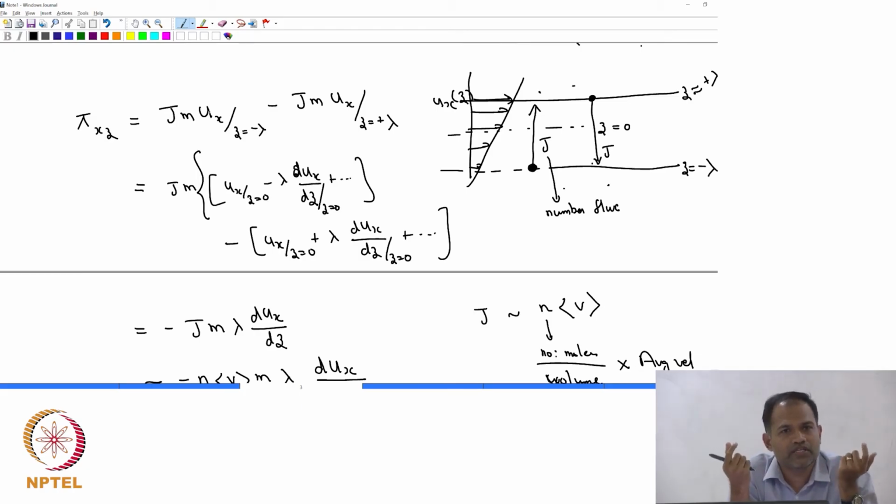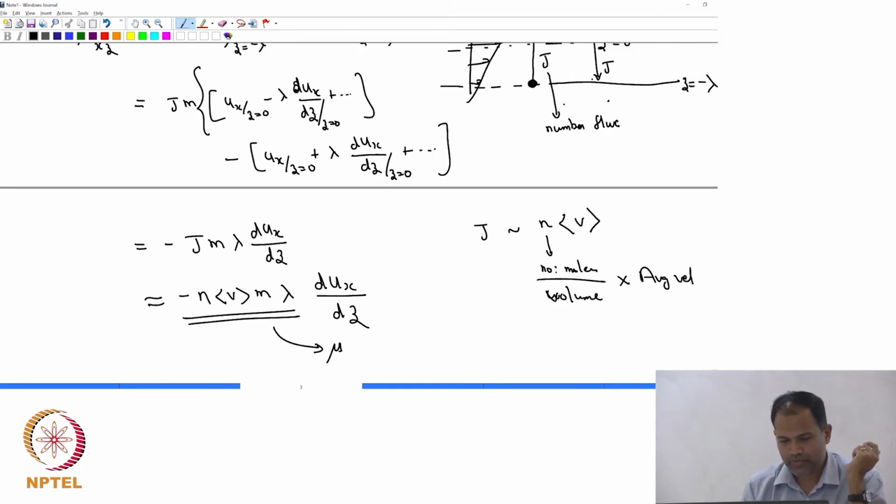If I use that, then I basically end up seeing that my momentum transport or momentum flux is n into v into m into lambda times dux by dz. So, that is what comes out. That means viscosity is basically coming from this picture and it is dependent upon these quantities such as mean free path, mass and number density and so on. So, that is the idea that I want to convey.